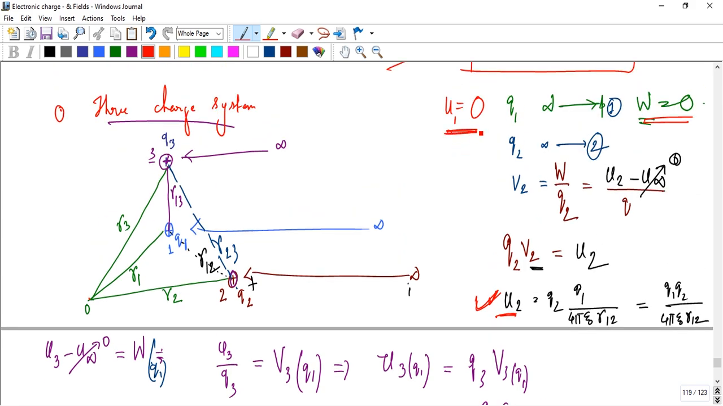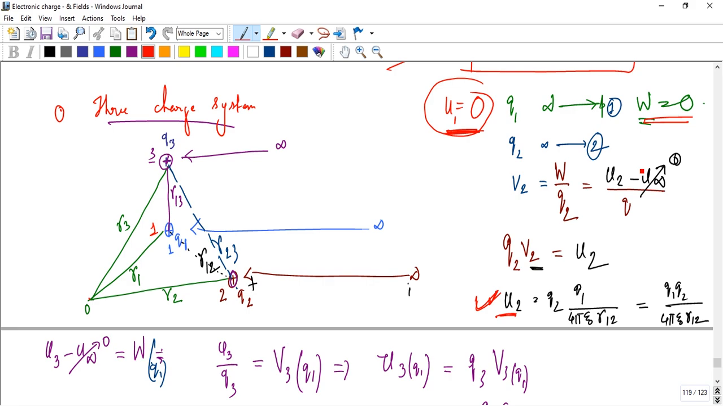U1 is equal to 0. Why is U1 zero? Because when we bring Q1 from infinity to that point, the system has zero charge. If the system has zero charge, it means no electric field, which means no potential. So no work needs to be done to bring charge Q1 from infinity to that one point. Work done is actually needed where there is an attractive force, otherwise a repulsive force.